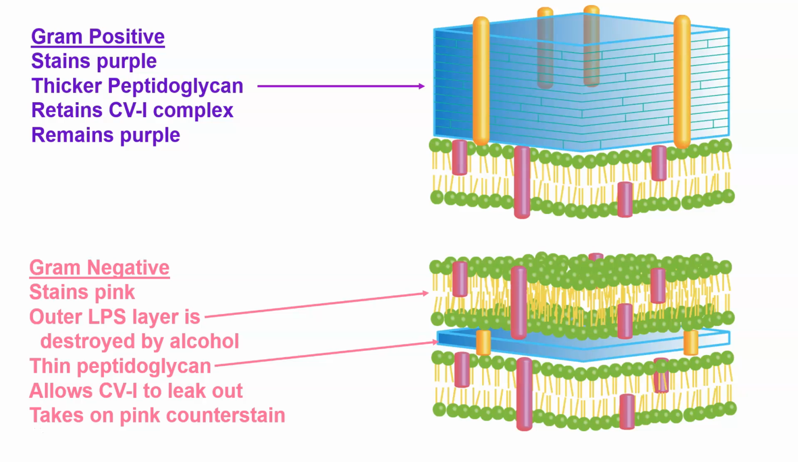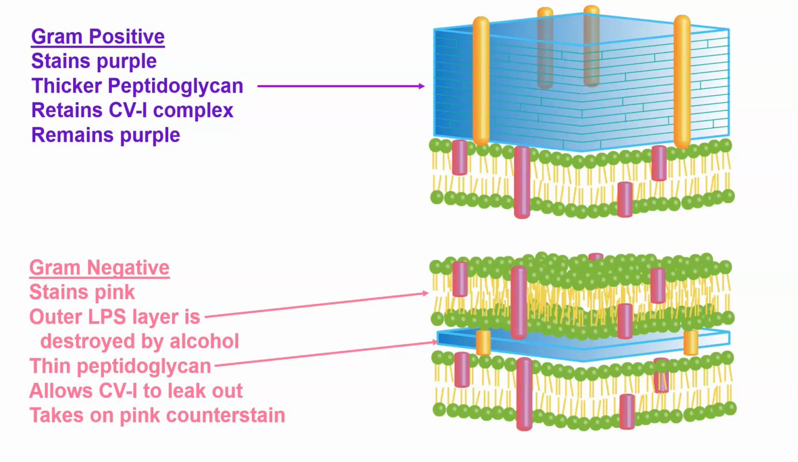You add the crystal violet to it. The top picture gets flooded with crystal violet. It gets held in place. On the bottom picture, it's going to get a little in there. It's not going to get a whole lot because you've got another membrane on top of it. Then you add your iodine. It's going to complex it into position.